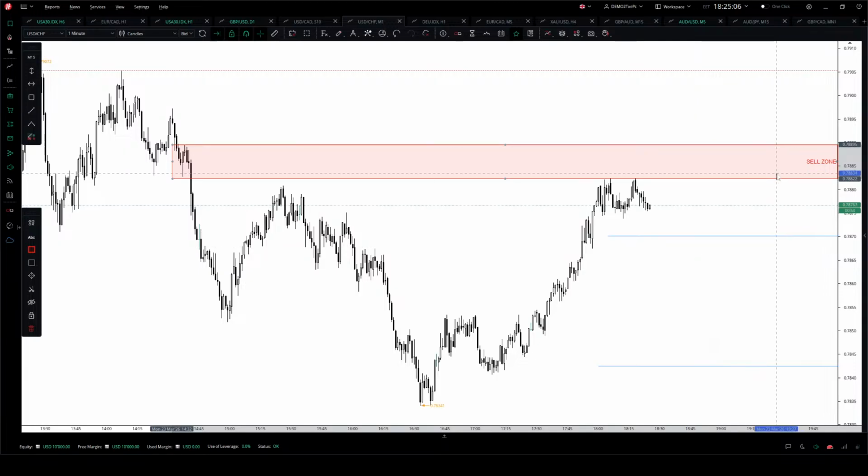In this trade, we were using a stop loss of 8 pips, and our target is close to 21, 22 pips. That's more than 1.6.